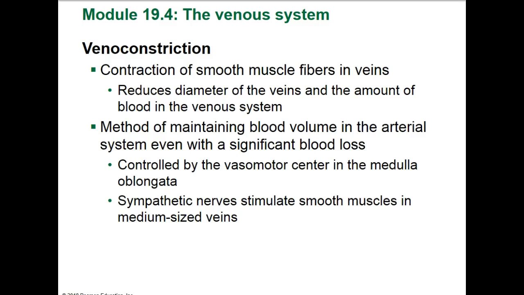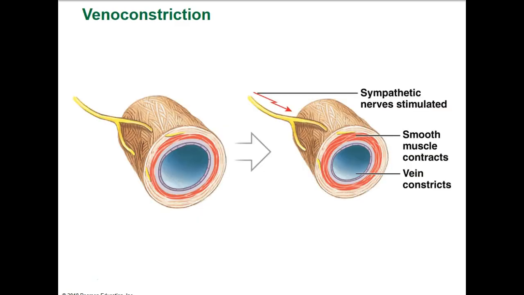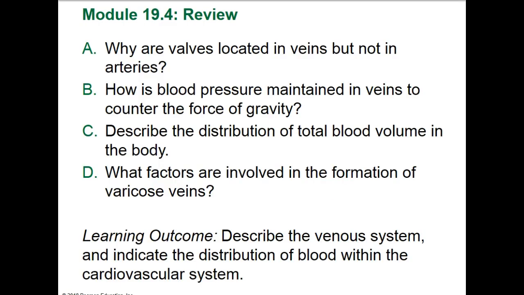Okay, so as you can imagine, if you constrict the veins, blood is going to basically pool a little bit behind it, which increases the amount of blood in the arterial system. Right? It only makes sense, because you're basically shutting the highway down a little bit, or slowing it down, like a bottleneck. So this shows the sympathetic nerve innervation. It shows the smooth muscles contracting, and therefore you get a smaller lumen inside and less blood can flow through.